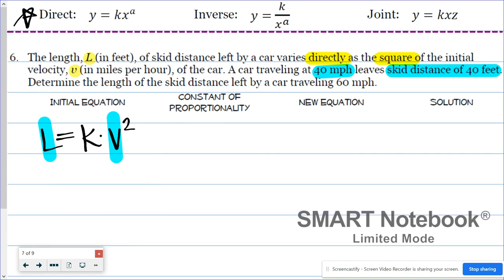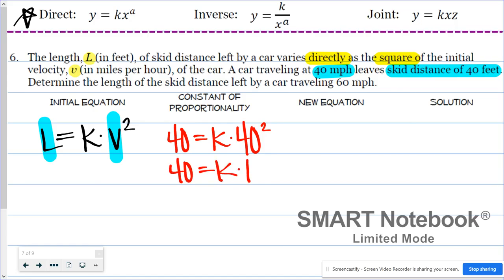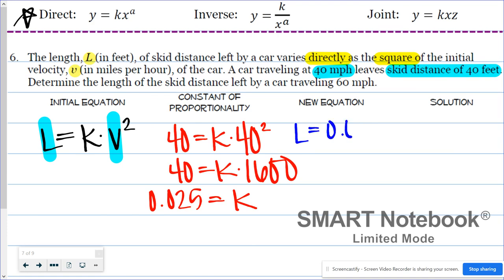So I've got the skid distance of 40 is equal to k times the velocity, and that was 40 as well. So I'm looking at 40 is equal to k times 1600, and then I should really divide that, and I did. So I got k is 0.025. And then your new equation is simply the initial equation with k written in. So L equals 0.025 times v squared.